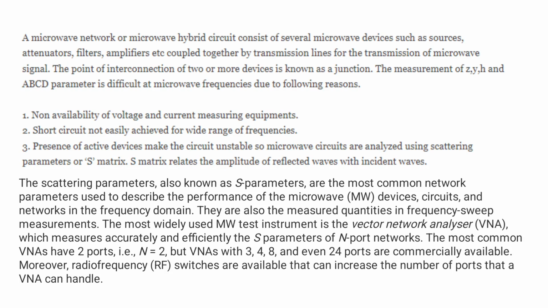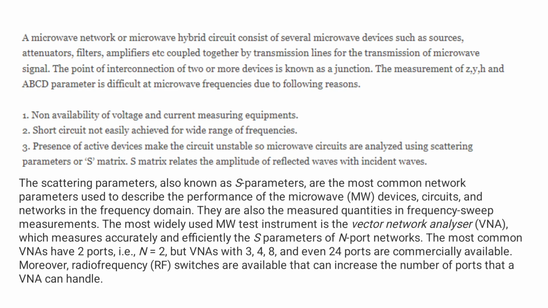A microwave network or microwave hybrid circuit consists of several microwave devices such as sources, attenuators, filters, amplifiers and the like, coupled together by transmission lines for the transmission of microwave signals. The point of interconnection of two or more devices is known as a junction.